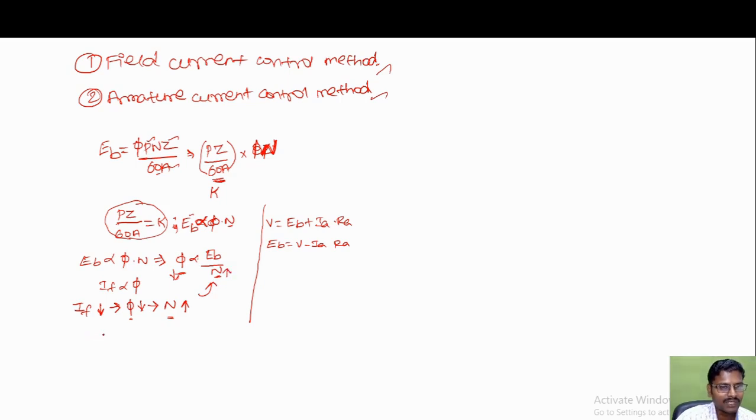So this method can be used for above rated speed applications, that is above 1500 RPM. Above 1500 RPM, we can control the speed using this method, that is the field control method, the field current control method, right? Now coming to the armature control method.